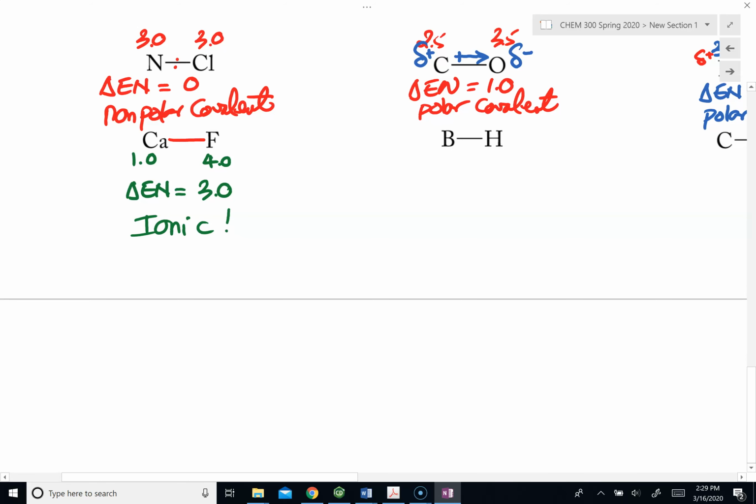Because this bond is an ionic bond, and we know that ionic bonds do not involve the sharing of electrons, a lot of the time we do not draw this as a line, but rather calcium as positive and fluorine as negative in an ionic bond. So this bond right here, we can say would be very, very polar covalent or an ionic bond.